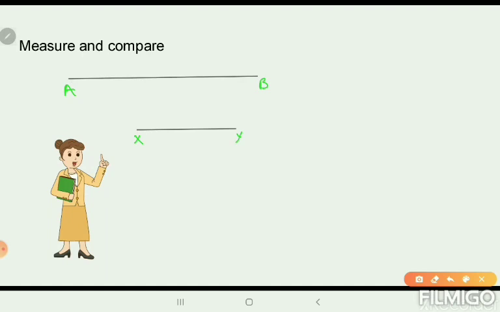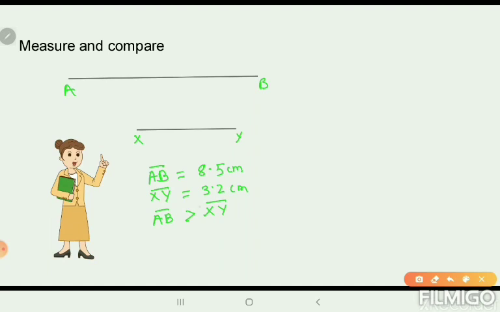First you will use a ruler to measure line segment AB and then write here line segment AB is equal to, suppose it is coming to be 8.5 centimeter, and then you will measure the next line which is given, XY, and for example suppose it is 3.2 centimeter. Then after measuring and writing its measure, we will compare which one is greater. So you can see that AB is greater than XY. So here how do we write? We write AB is greater than XY.